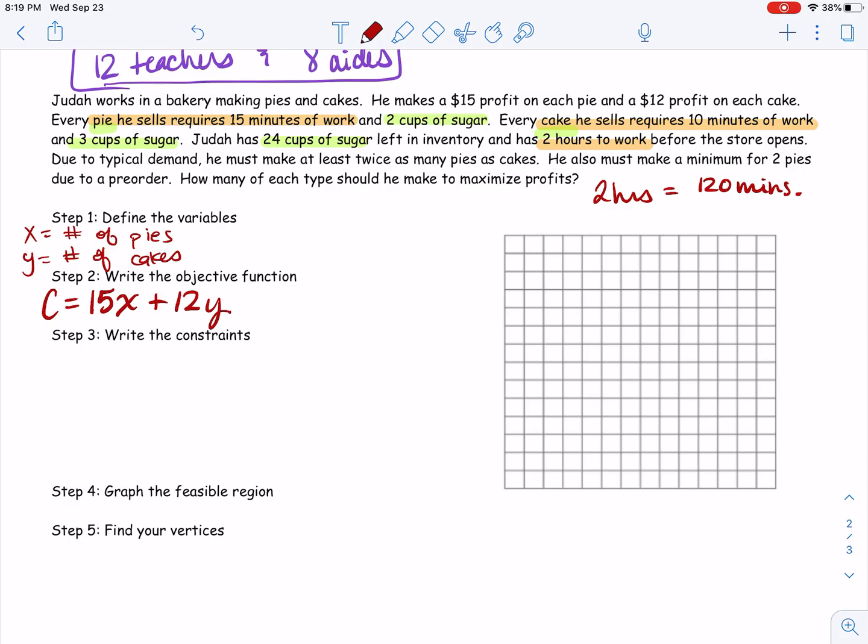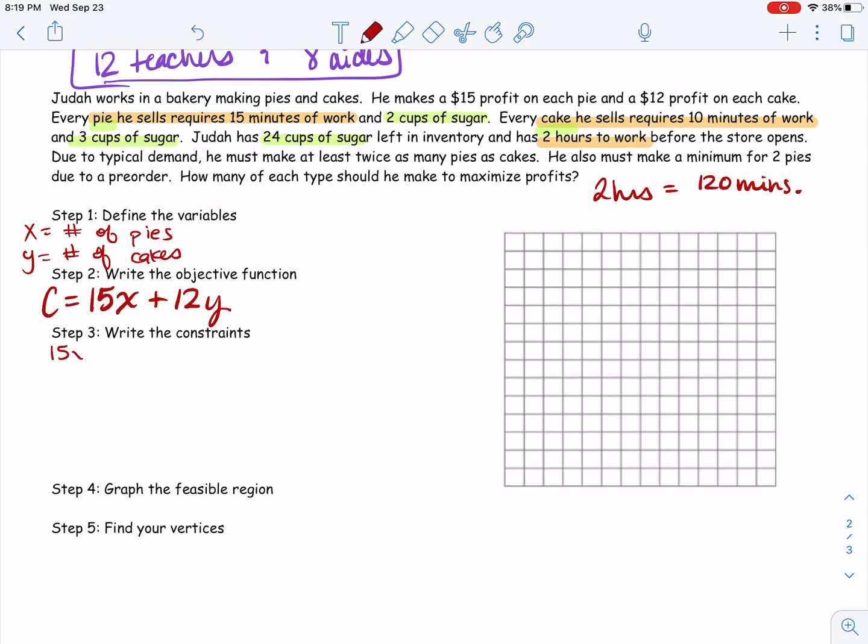So now we can write a constraint for the minutes. 15 minutes for each pie, 10 minutes for each cake. He only has 120 minutes to work. So that means this amount of time needs to be less than or equal to that 120. He can take all 2 hours if he needs. He just can't go over that.